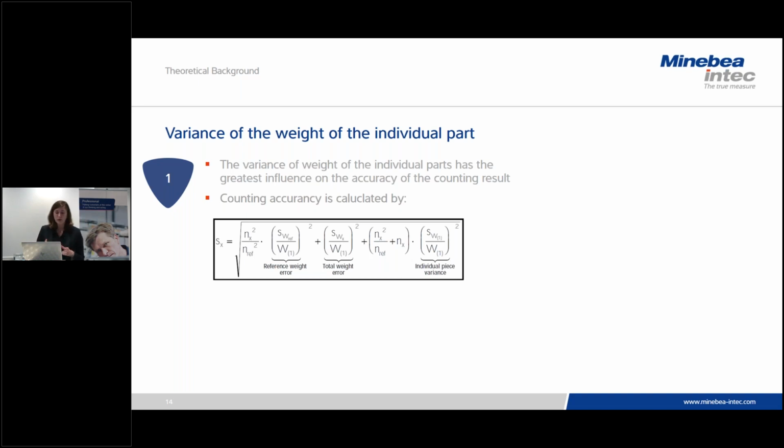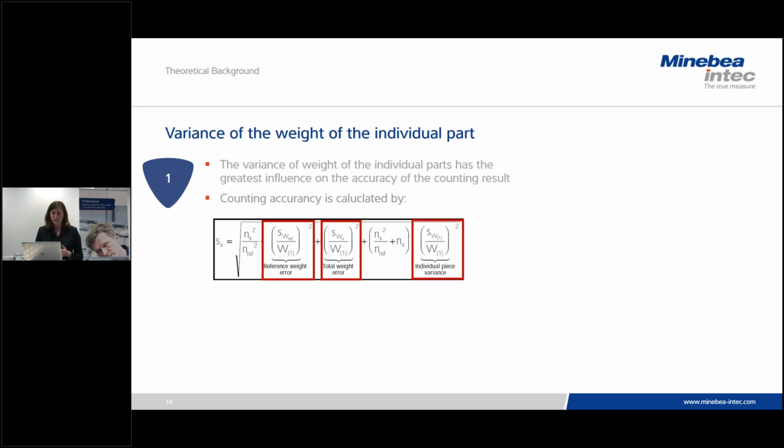What I want to focus on in the first step is the 3 variances of the weight. The one was the variance of the weight of the individual part. Then we had the variance of the weight of the reference weight. And then we had the variance of the weight of the total weight. So the individual weight was 1.3 grams. This was 1 screw. Then we had the reference weight, which was 13 grams. These were 10 screws. And then we have the total weight, which were 1,000 screws, which are 1,300 grams.